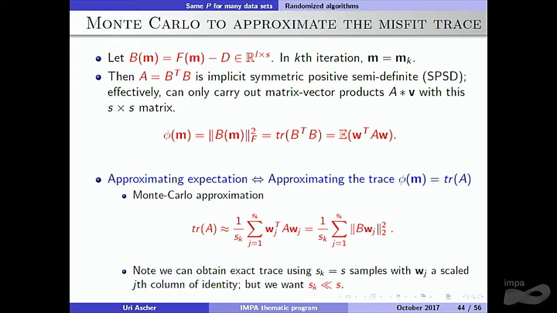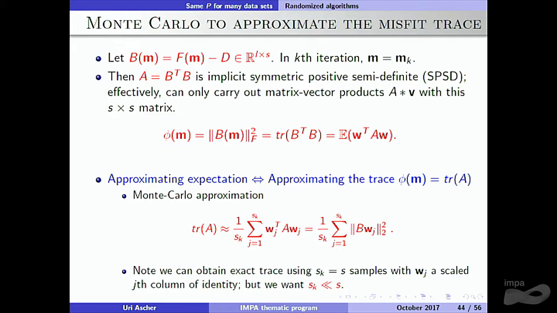So approximating the expectation here is the same as approximating phi of m, which is the trace of this matrix A. And we do it by Monte Carlo approximation. We say the trace of A is approximately 1 over the number of random vectors we have here. We draw S sub k random vectors in the kth iteration and evaluate A times Wj. So we take a vector Wj, evaluate A times Wj, which is another vector, and then take the inner product with Wj. So we don't have any matrix here.